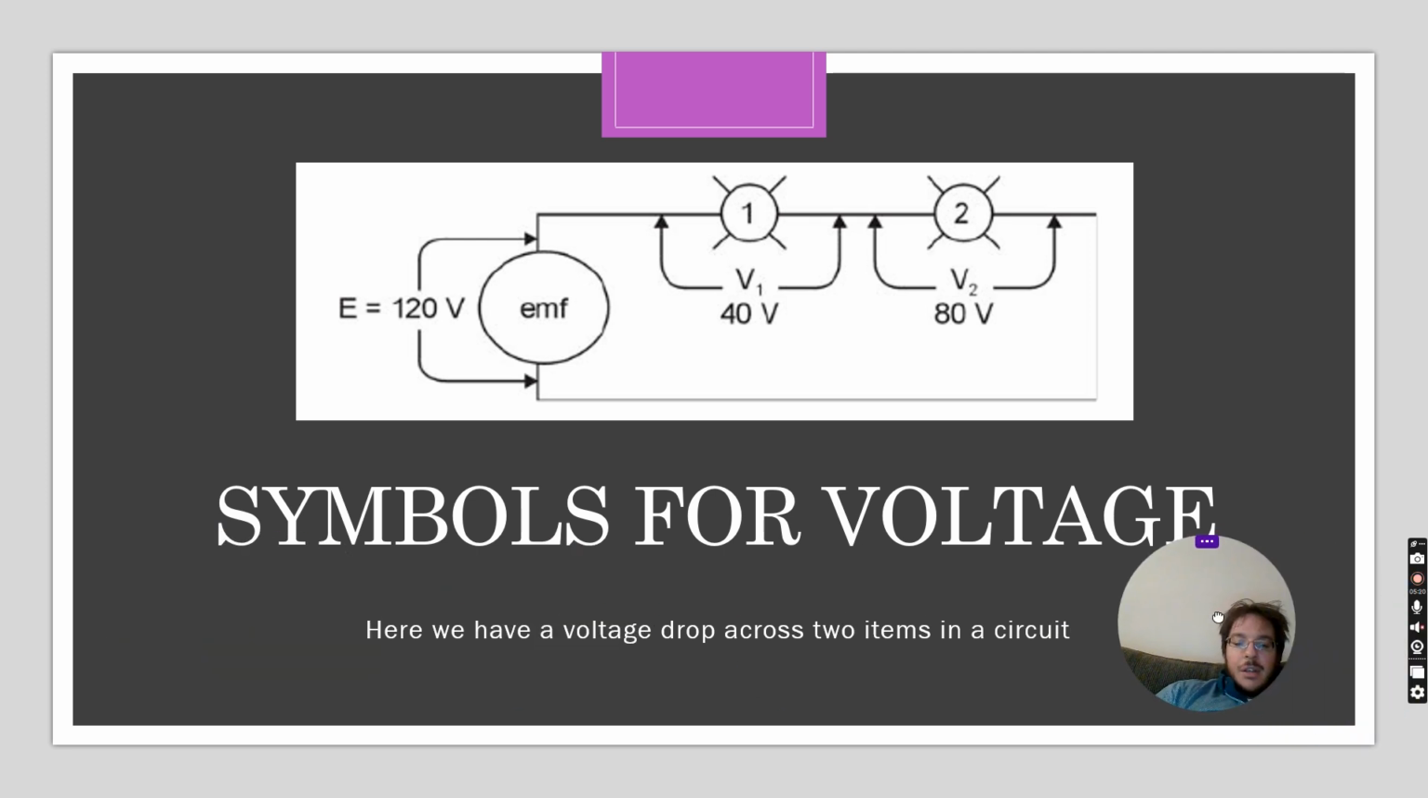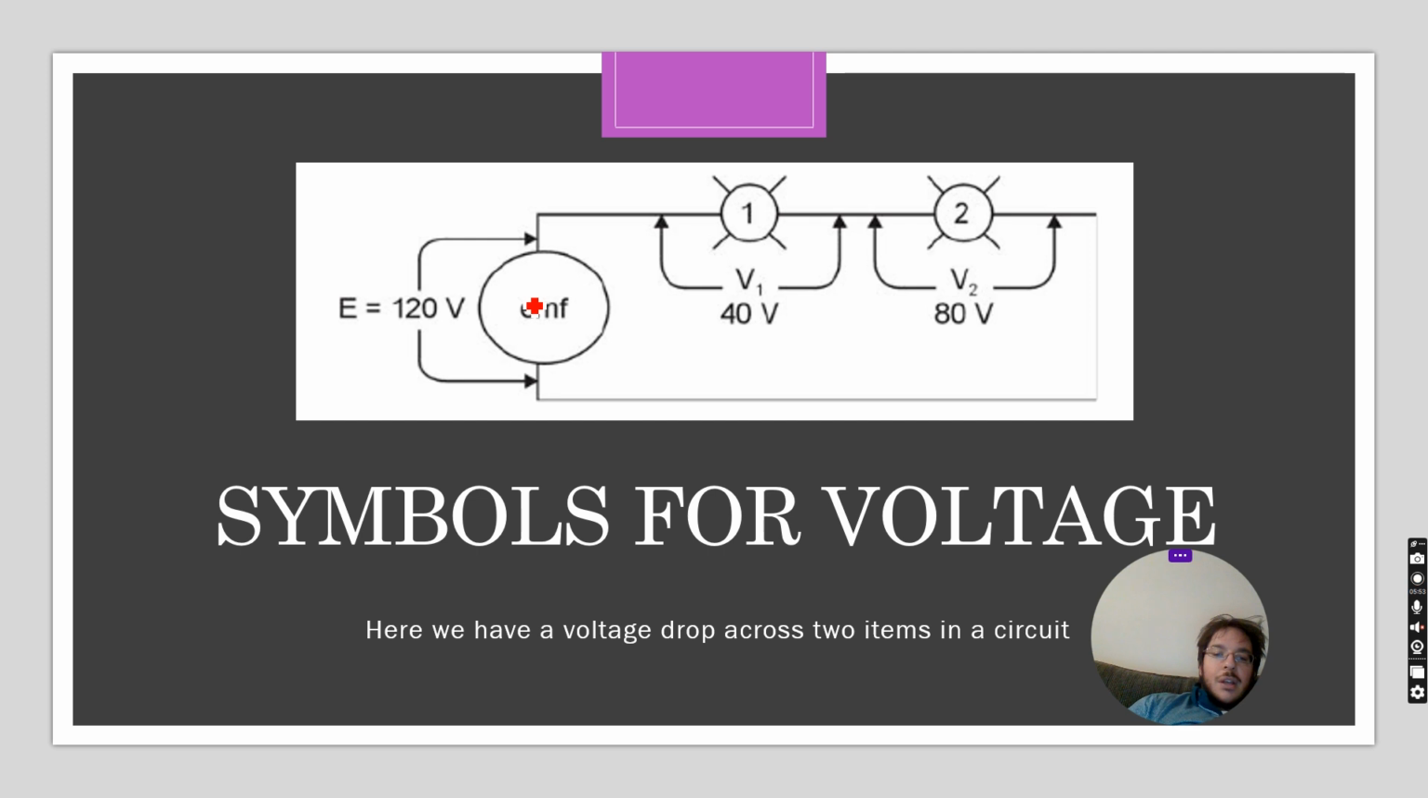So here we have a circuit. We've got a voltage source, or electromotive force, with 120 volts across it, and now we've got two loads. The voltage drops across the loads: it starts at 120, then we lose 40, and then we lose 80, and we come back to the positive side, and it's 0.